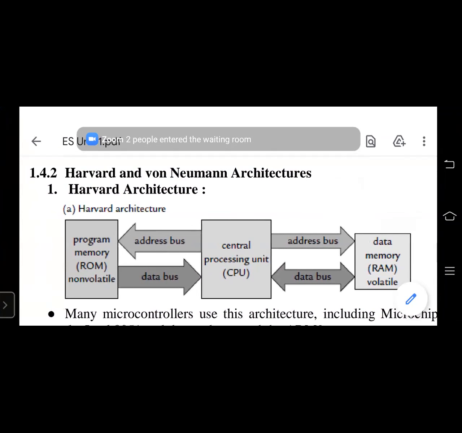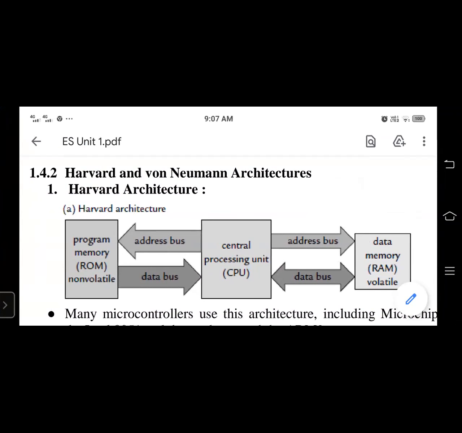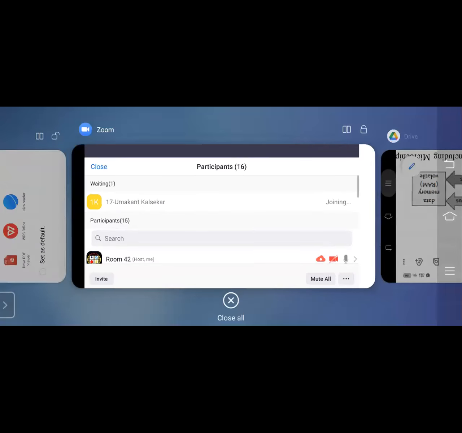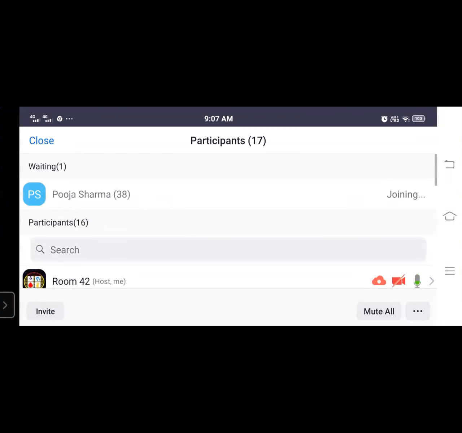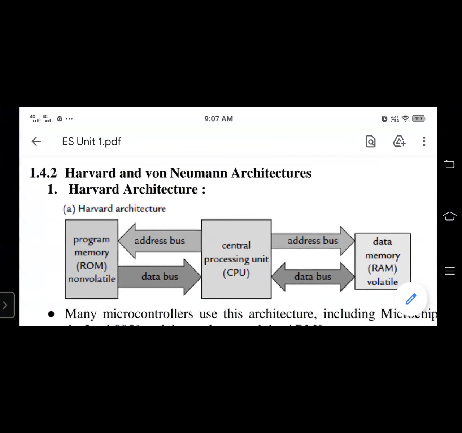Hardware and von Neumann architecture, these are the two types of architectures we have for microcontrollers. First one is the hardware architecture. Now at the center, at the core, you have a CPU, central processing unit, which is actually performing the computation. Now for performing a computation, you need an instruction and you need the data to execute that instruction.